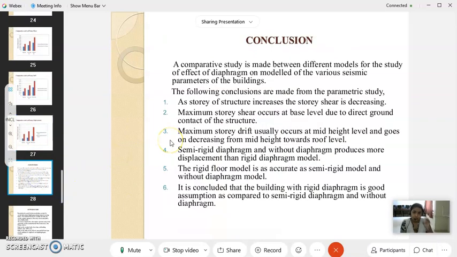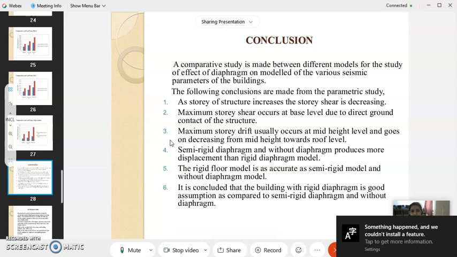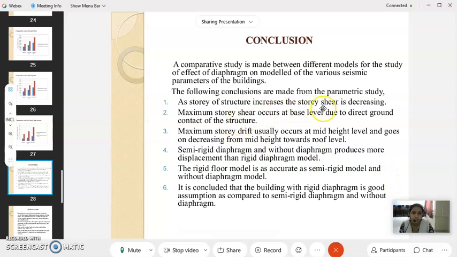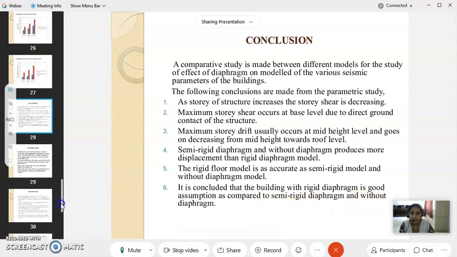Next, conclusion. It is concluded that as the story level increases, the story shear decreases. The maximum story shear occurs at base level due to direct ground contact of the structure. Next, the rigid floor model is as accurate as the semi-rigid model without diaphragm. It is concluded that a building with rigid diaphragm is a good assumption as compared to semi-rigid diaphragm and without diaphragm.